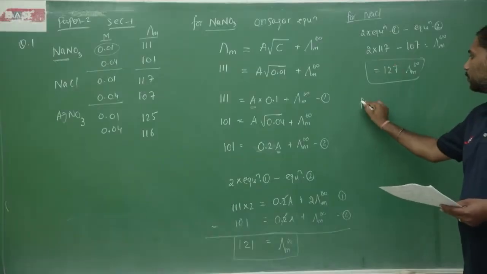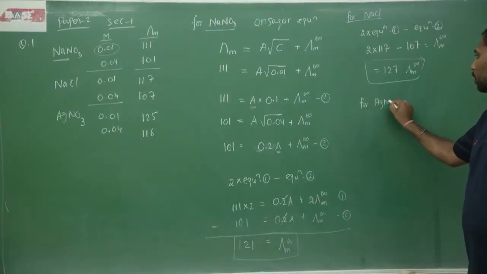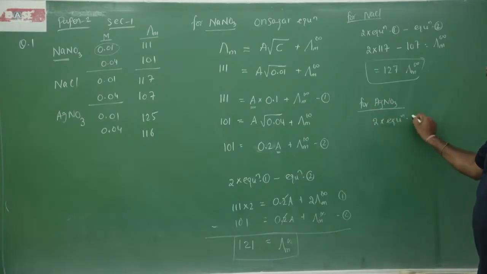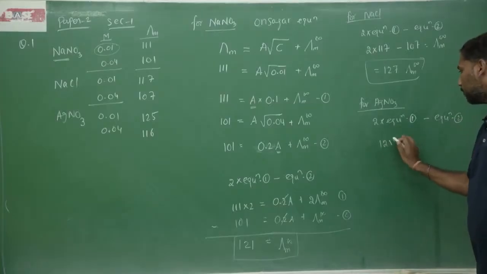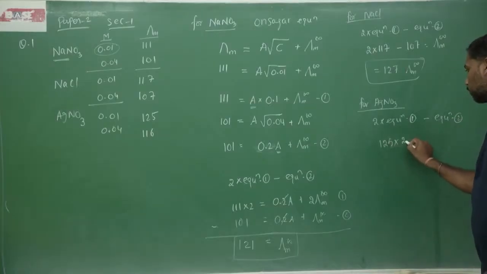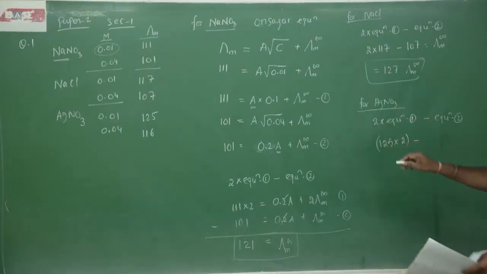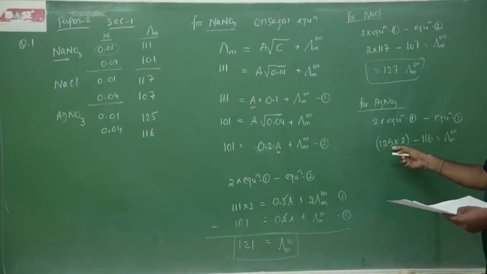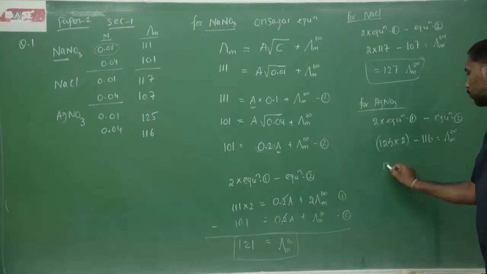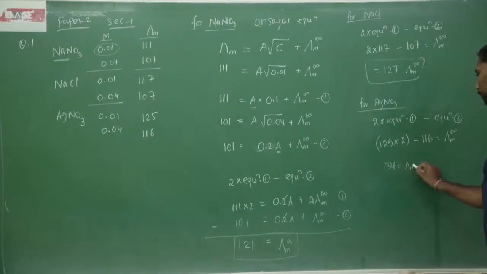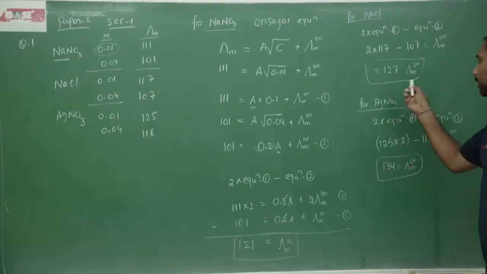Similarly for AgNO3, I'll write the same way, 2 into equation 1 minus equation 2. So here I get 125 into 2 minus 116, which is lambda infinite. 125 into 2 is 250, and 250 minus 116 gives 134 as lambda infinite for AgNO3.